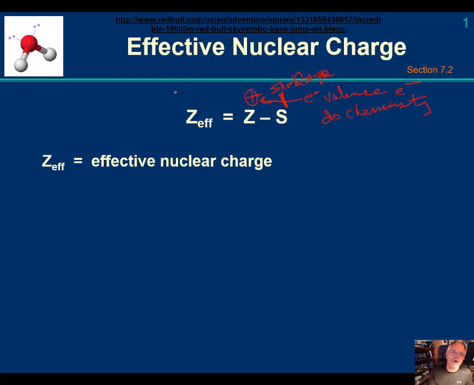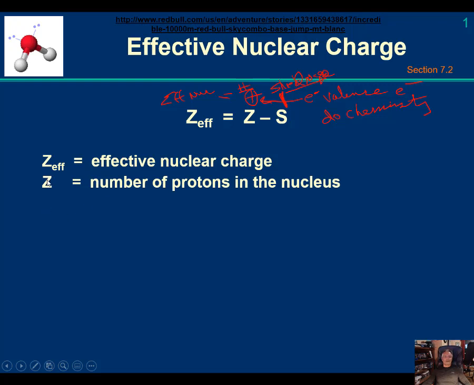So this thing that we call effective nuclear charge, and we just call Zeff, is equal to the number of protons that are in the nucleus minus the number of shielding electrons, that spells shielding, believe it or not, the number of shielding electrons that interfere with this connection between the nucleus and those outer shell electrons. So effective nuclear charge is the Zeff.